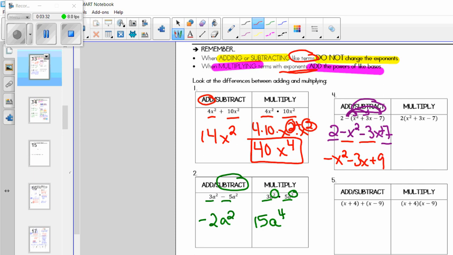Now for when I go to multiply, instead of distributing a negative, I'm distributing this 2. 2 times x squared, 2 times a 3x, and 2 times a negative 7. So my final answer would be 2x squared plus, now I'm doing 2 times 3x, which is 6x, and 2 times a negative 7, which is minus 14.